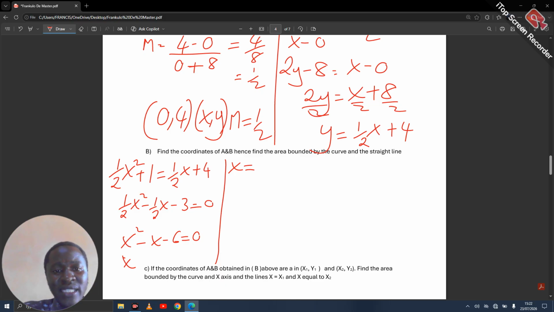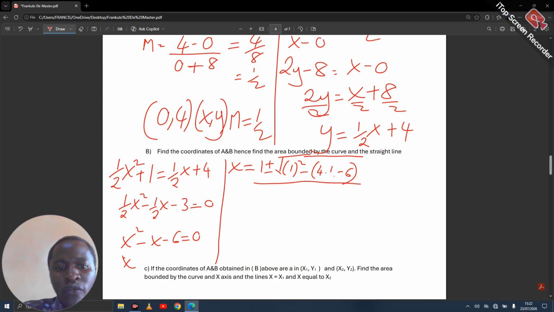Remember, this is negative. So there is no need of again indicating a negative, because now it is already positive. So we are having 1 plus or minus the square root of 1 squared minus 4 times 4 multiplied by a, which is 1, multiplied by c, which is negative 6, all over 2a, 2 multiplied by 1.